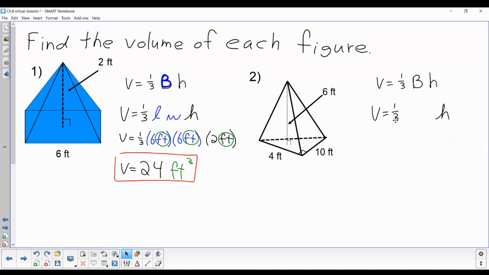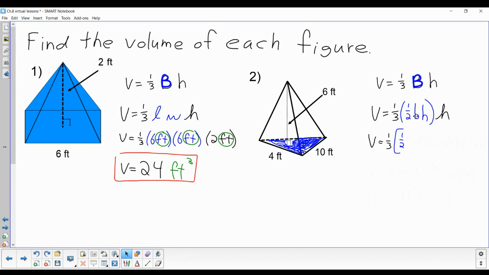Volume is equal to 1/3, but the area of the base in this problem is a triangle. And the way we find the area of a triangle is 1/2 times the base of the triangle times the height of the triangle. The second step is to plug in. Volume equals 1/3. Then these parentheses are going to turn into brackets so that when I plug in, I can still use parentheses. 1/2 is still 1/2.